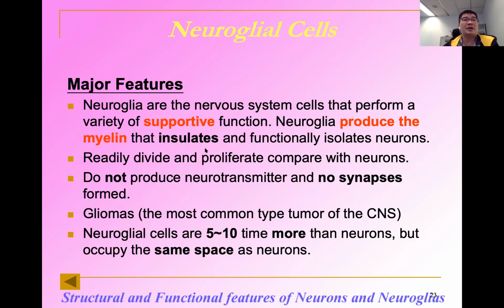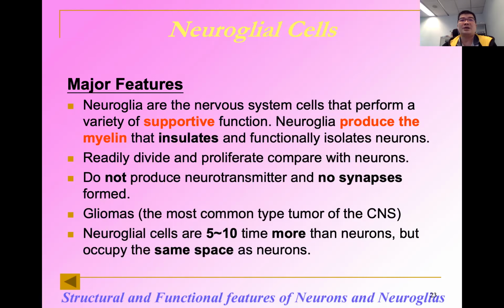The glia cells produce the myelin, for example, and the glia cells are different from the neurons in that the glia cells can proliferate and divide. Neurons, once they differentiate, cannot divide anymore. Okay.